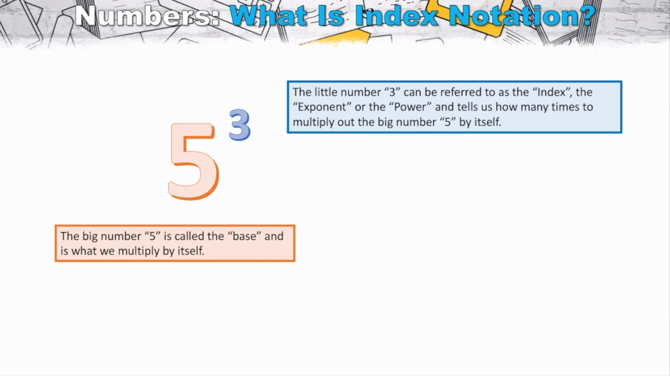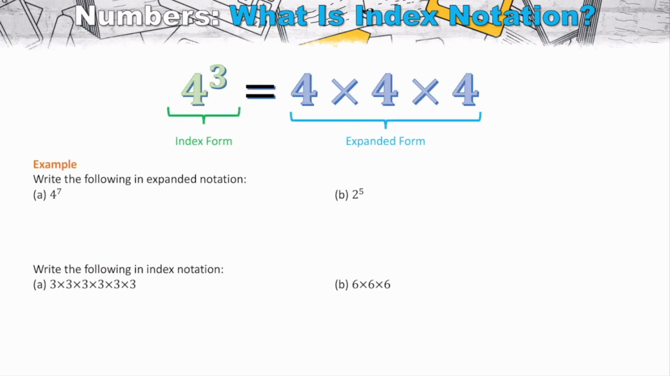So in this case, we're going to multiply the big number 5 by itself 3 times. So what we'll get is 5 times 5 times 5. And of course, we can multiply those 3 together and we'll get 125 when we do so. So essentially, we have two forms that we can represent numbers in. We can have it in index form, such as 4 to the power of 3, and we can have an expanded form, such as 4 times 4 times 4. We can move between both of them.